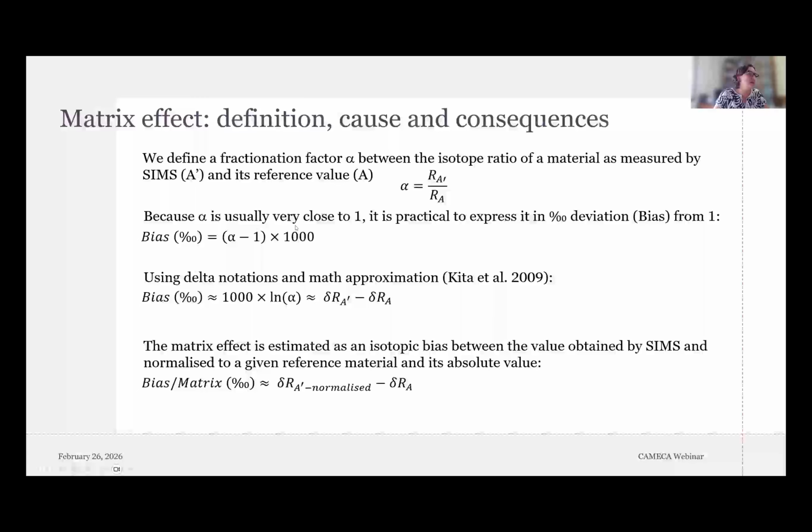Using delta notation and some mass approximation, the bias is just the difference between the delta of the measured value and its reference value. So the matrix effect is estimated really as the isotopic bias between the value obtained by SIMS and normalized to a given reference material and its absolute value.